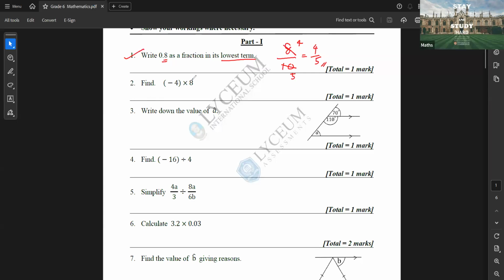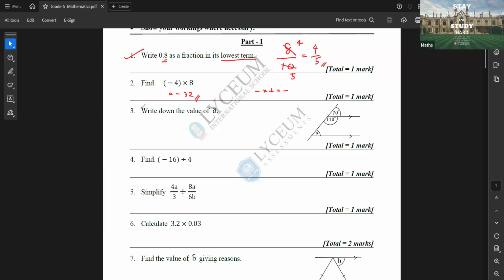Question number 2. Find minus 4 times 8. So minus times plus multiplication: different sign multiplication is always negative. Same sign multiplication is always positive. Since these two have different signs, the answer should be negative. So negative, and 4 times 8 is how much? 32.